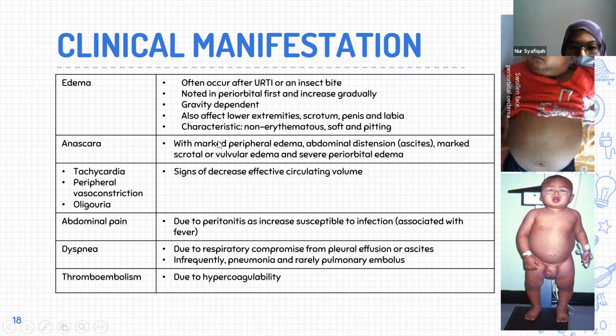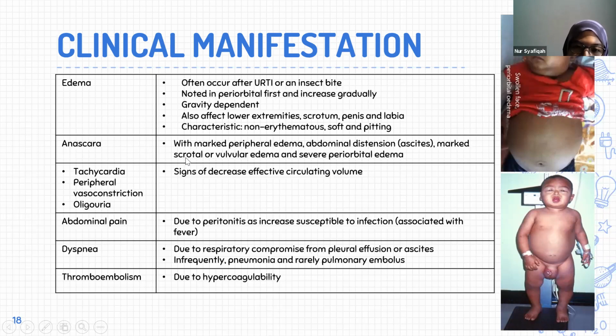Next we have anasarca. Anasarca is a more severe form of edema, characterized by marked peripheral edema. Abdominal distension might be due to ascites, marked scrotal or vulvar edema, and also severe periorbital edema. As we can see in the right side picture, the child has abdominal distension as well as marked scrotal edema.